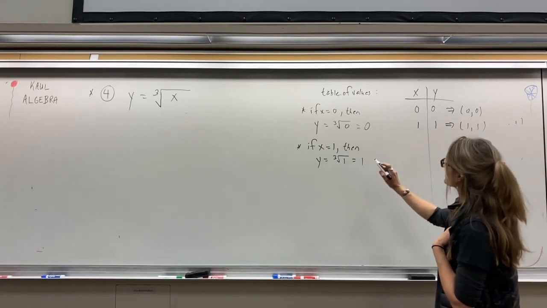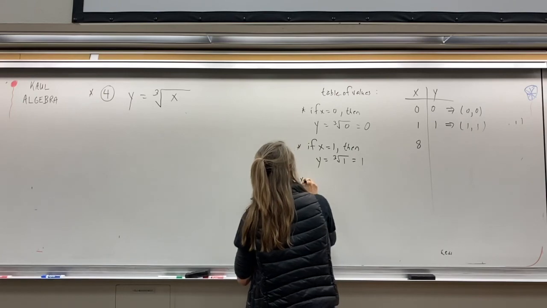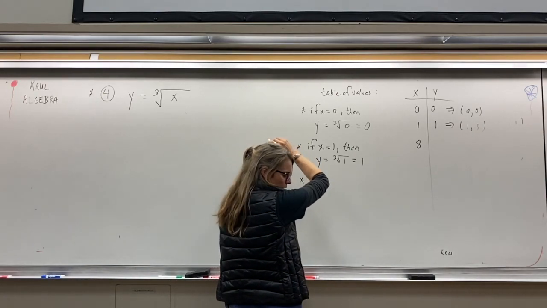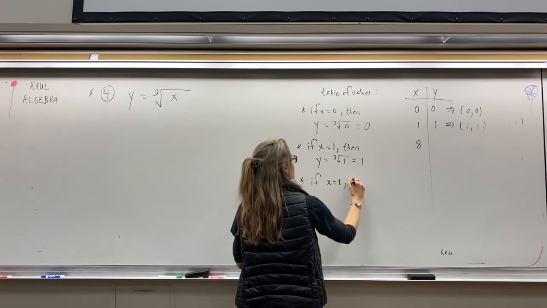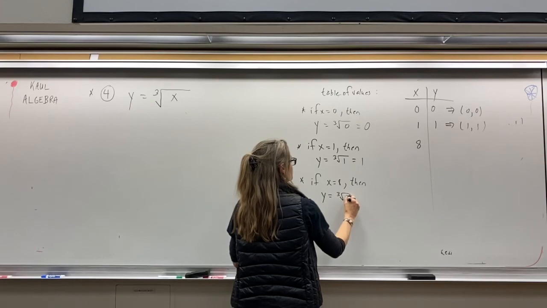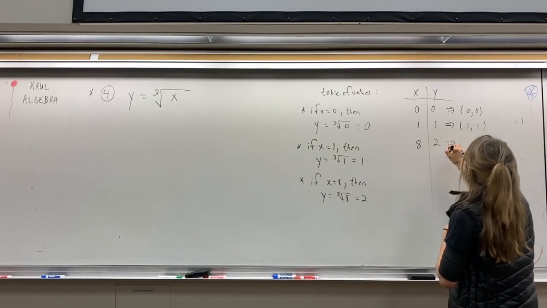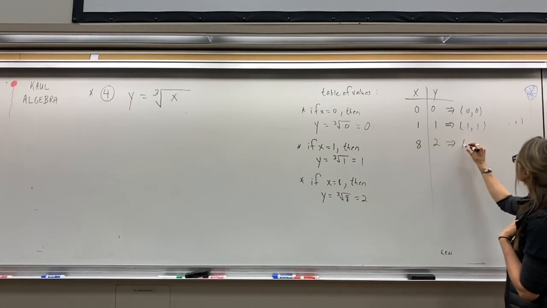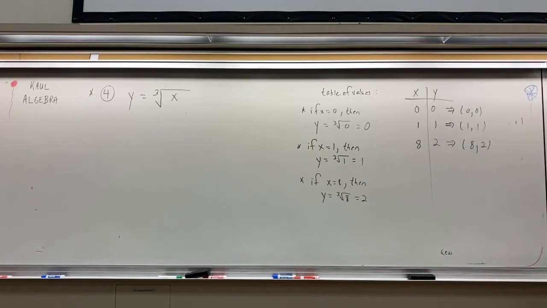Okay, the next number I want to pick is 8. If x equals 8, then y equals the cube root of 8, which equals 2. I pick 8 because it's a perfect cube, and we get the point (8, 2) on the graph.